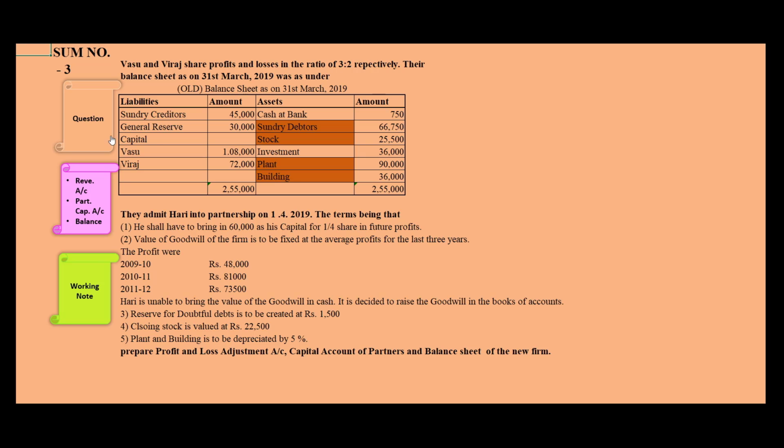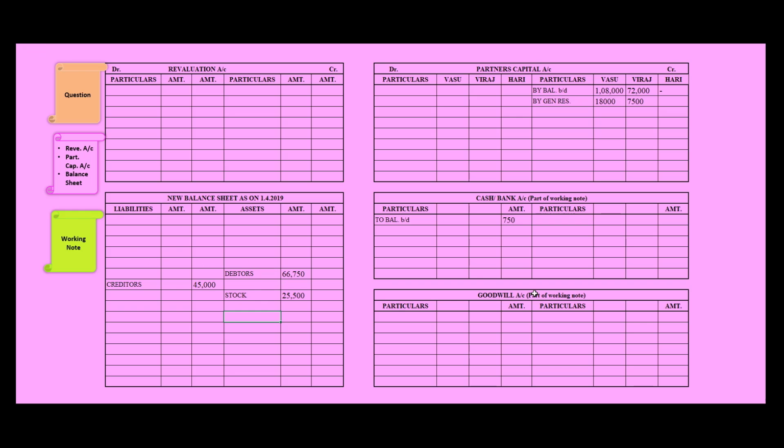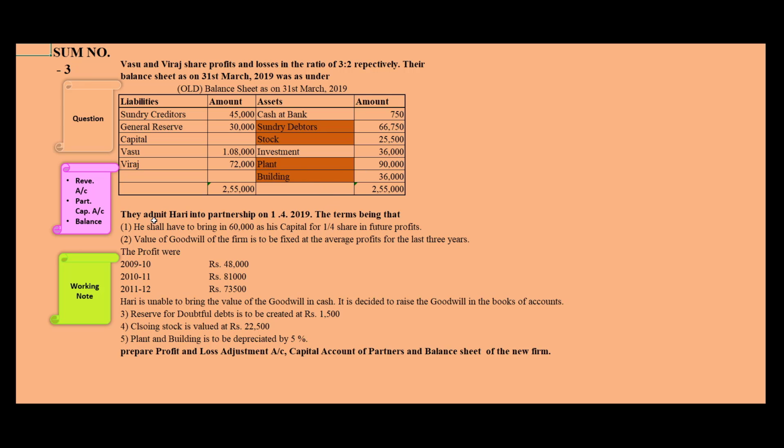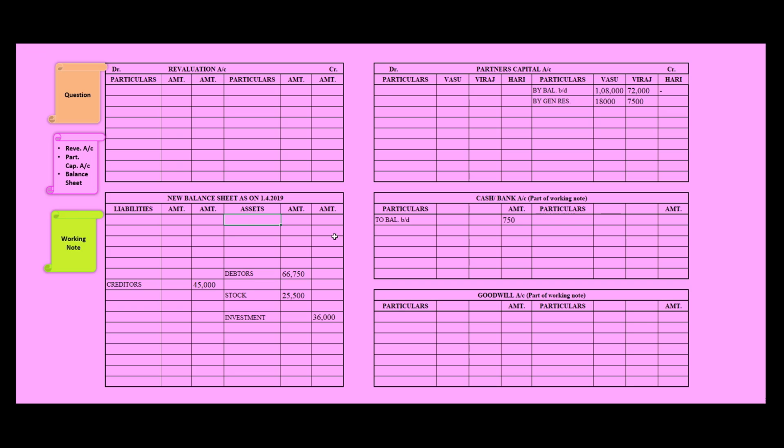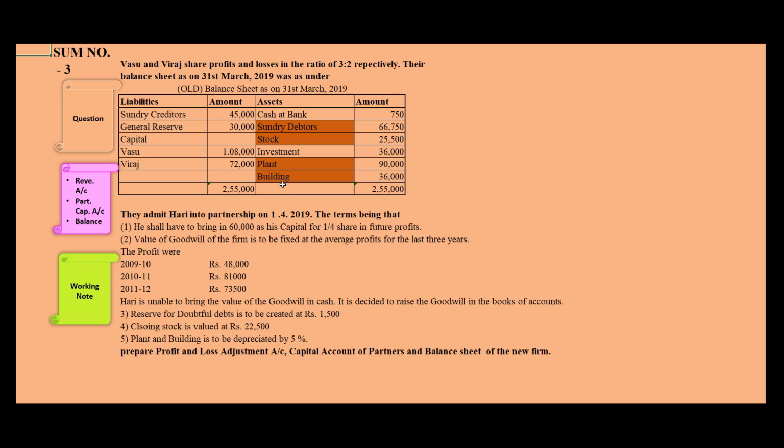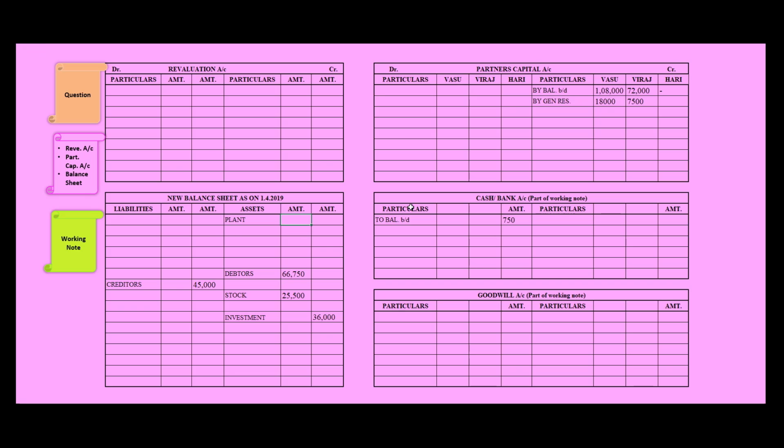Then investment 36,000. Investment 36,000. Then plant 90,000. Fixed asset we can write here on the top. Plant. Is there adjustment? We'll check it once again. Yes, adjustment is there. So will be recorded in inner column.